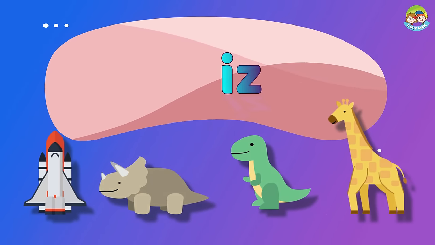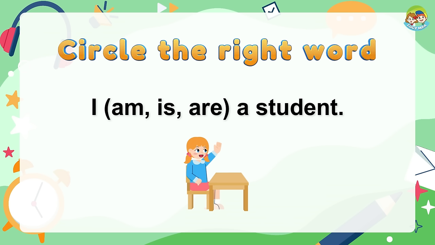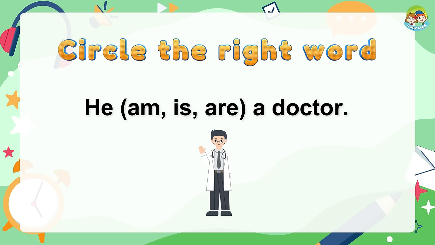Quiz. We will circle the right word. I am, is, are a student. The pronoun I goes with the be verb am. I am a student. He, am, is, are a doctor. He goes with the be verb is. He is a doctor.